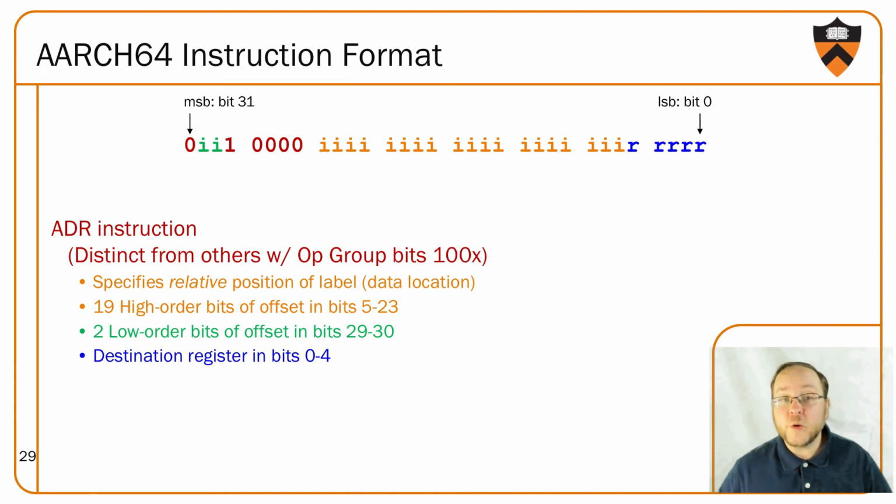So to get 21 bits for the relative address, but maintain where the destination and the opcode go, we have to split up the bits. The 2 lower order bits are in bits 29 and 30, the mint bits here. The 19 higher order bits of the relative address are in 23 through 5 in orange. This means we're going to have to do some bit whacking in order to interpret these instructions.